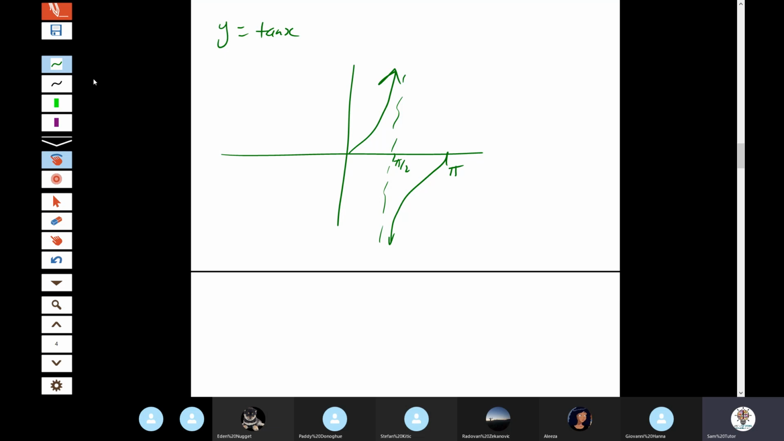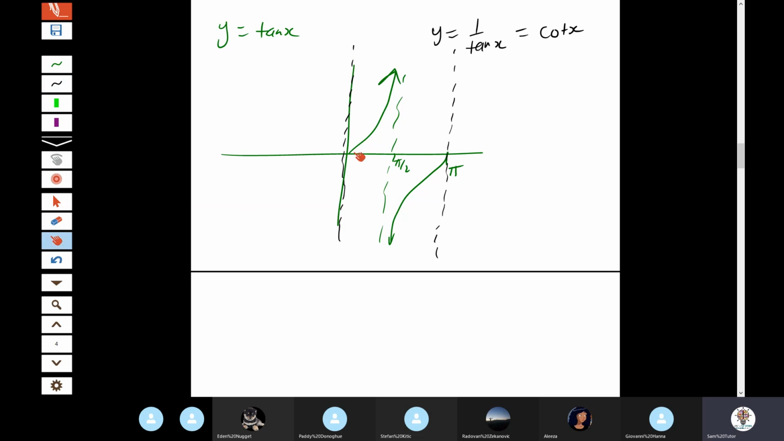Right, and then let's draw y equals cot x. Cot. Okay. Again, what's 1 over 0? Asymptote, undefined. What's 1 over 0 here as well? Also undefined. Okay, let's do it slowly.